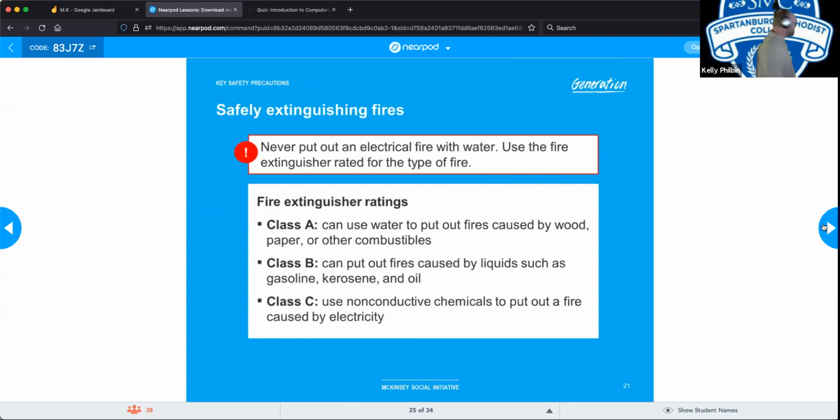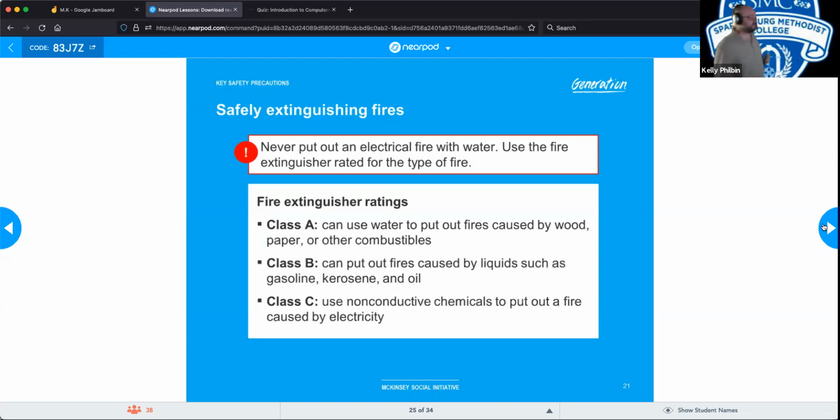A is the simplest. It is for wood and paper. It is typically a canister with a pump on it, and it's usually pumping out water. So it's usually for wood, paper, and other combustibles like that. If you have a fire in your kitchen, though, that's not something you would likely want to use, because if anybody's ever poured water on a grease fire, you know that does not end well.